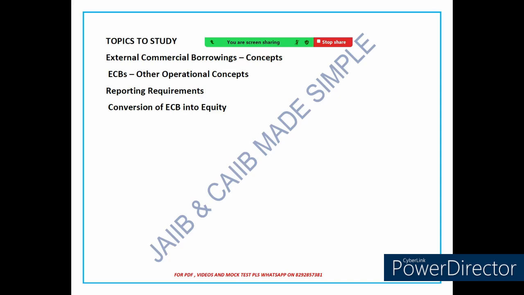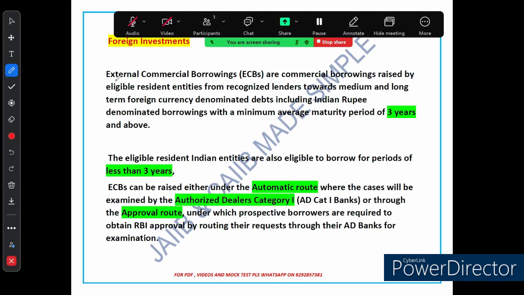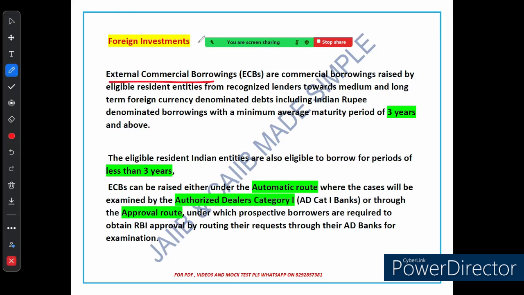It sounds complicated, but don't worry, we will simplify it step by step. If you are interested in understanding how companies in India borrow money from abroad, you are in the right place. So external commercial borrowing, or we call it ECB, is just a fancy way of saying that companies in India can borrow money from a foreign lender.